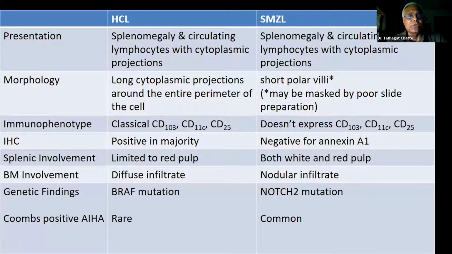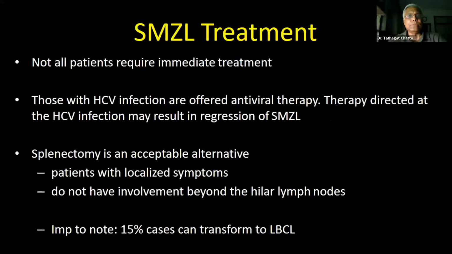Remember, the classical immunophenotype of CD103, CD11c, and CD25 are positive in hairy cell, and these are not expressed. Most of the hairy cell leukemias are positive for annexin A1, which is negative in SMZL. We know the treatment for the clinical hematologists who are logged in. The treatment, not all patients require such treatment.